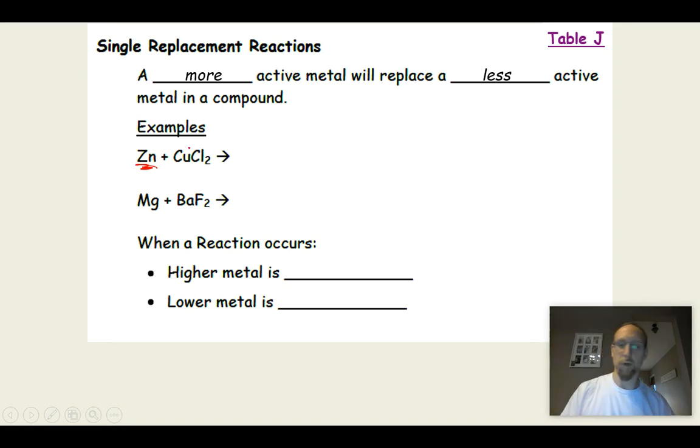Boom, zinc will knock copper out. And then copper's all alone. And now who's my new salt? So we've got to figure things out. Again, write your ions off to the side, assign charges, and crisscross. So our new product is ZnCl2.